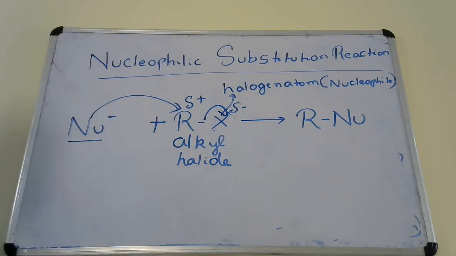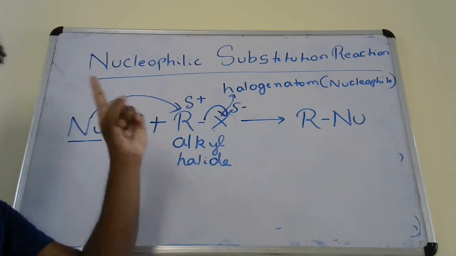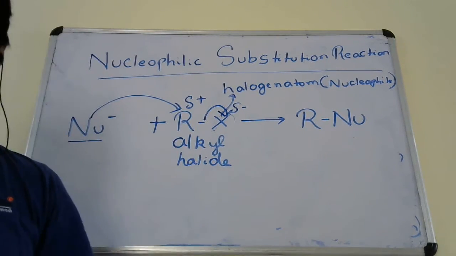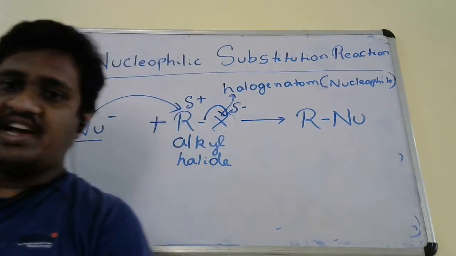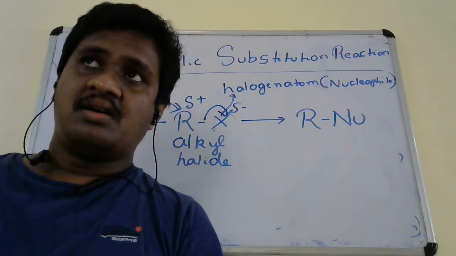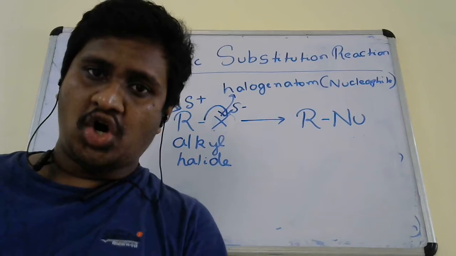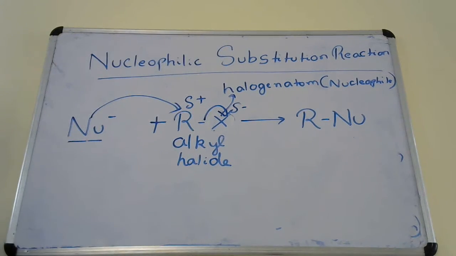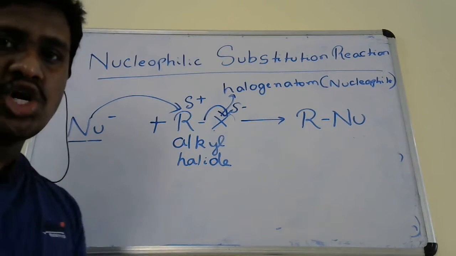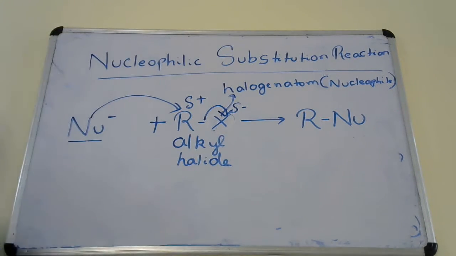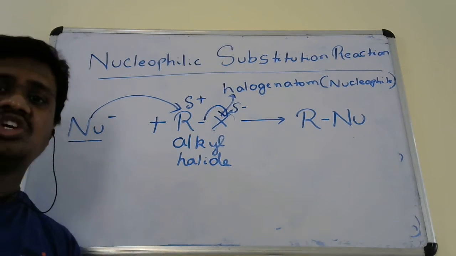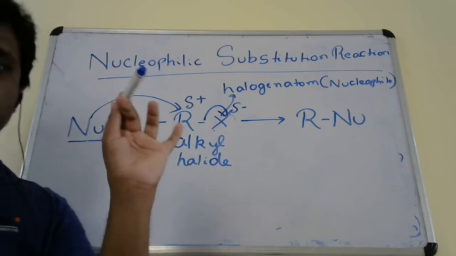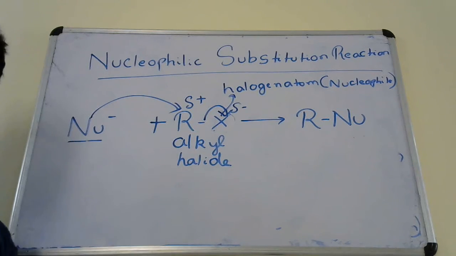Now the question is, why is the nucleophile attacking this alkyl group? You see, the nucleophile is negatively charged, and a nucleophile will always attack a region of low electron density, where electron density is low or where there is a positive charge. That is why the attack is on this alkyl group.